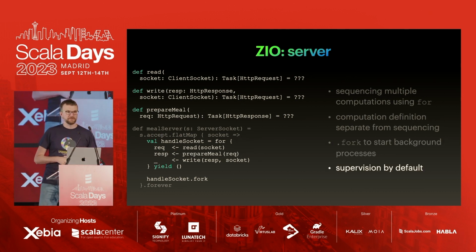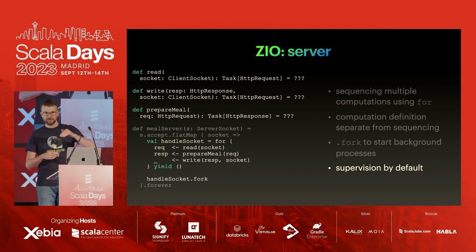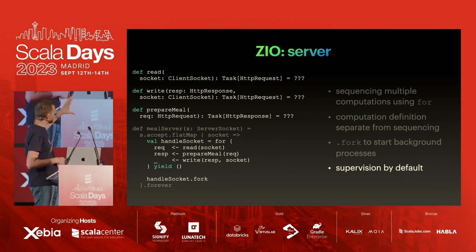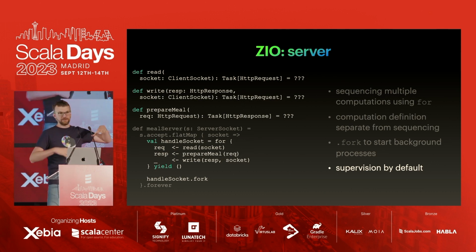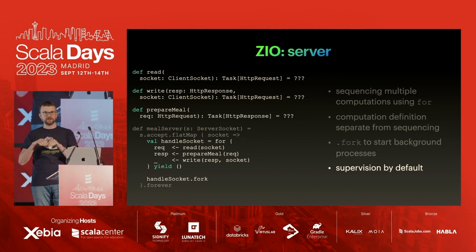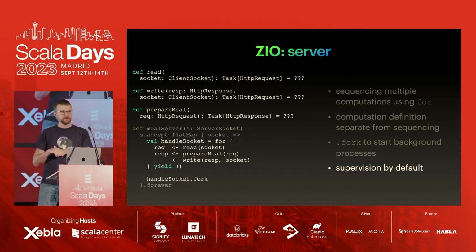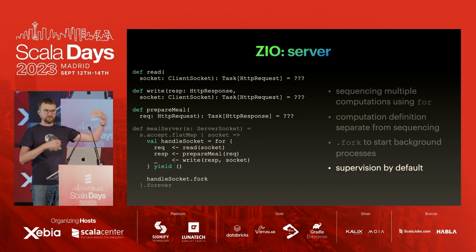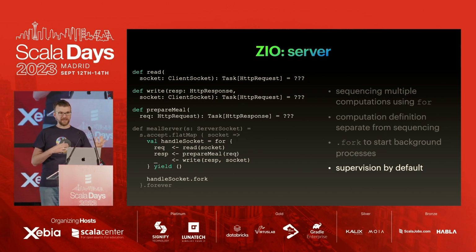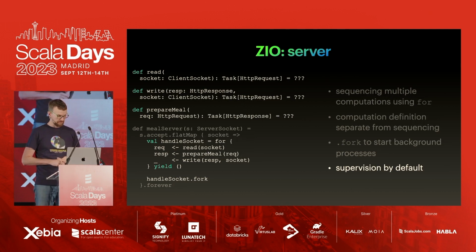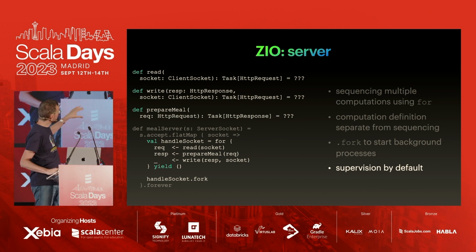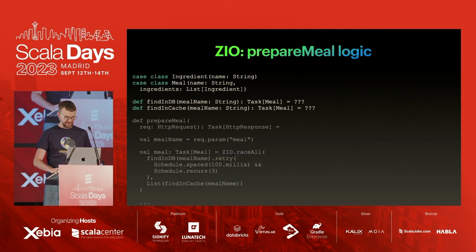We also have supervision by default, one-way supervision, meaning that if the parent fiber dies because of some error, it will also interrupt and ensure that all child fibers have closed down. The other way, it doesn't work. So if the child fiber dies, it's not going to be noticed by the parent by default in any way. So that's an important thing to know. So now let's look at the prepare meal logic itself.